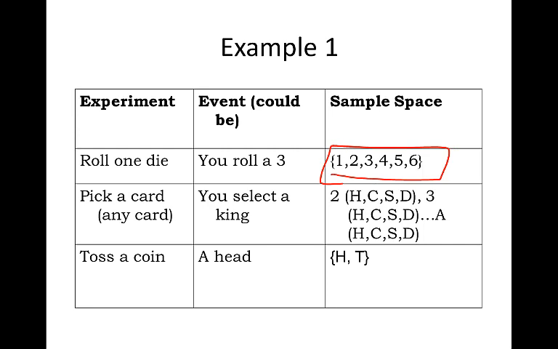Similarly, another experiment could be you pick a card. The event could be you select a king. Maybe you want to find the probability you select a king. And so that's the event, selecting a king. And the sample space would be 2 of hearts, clubs, spades, diamonds, 3 of hearts, spades, clubs, spades, diamonds, and so forth, all the way to ace. Another last experiment we're looking at, tossing a coin. So the event could be you get a head. So the sample space, you toss a coin one time, is just head or tail.